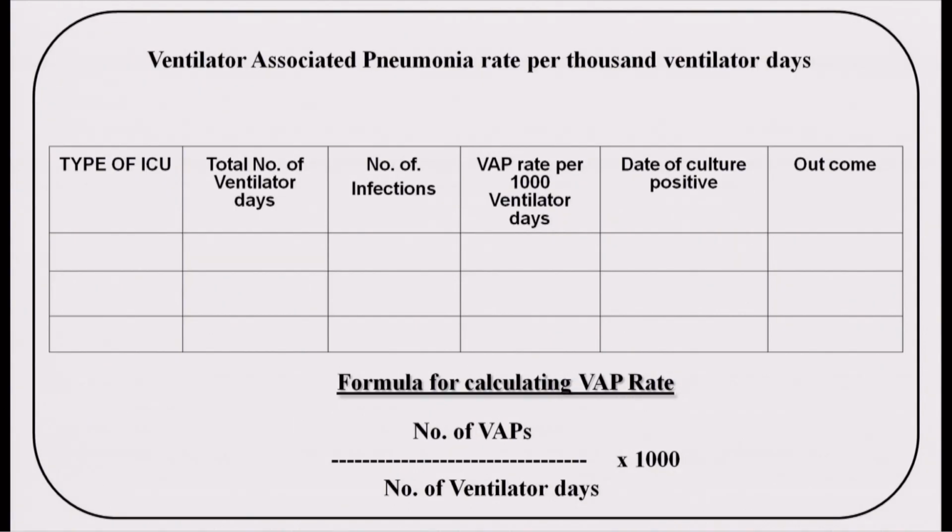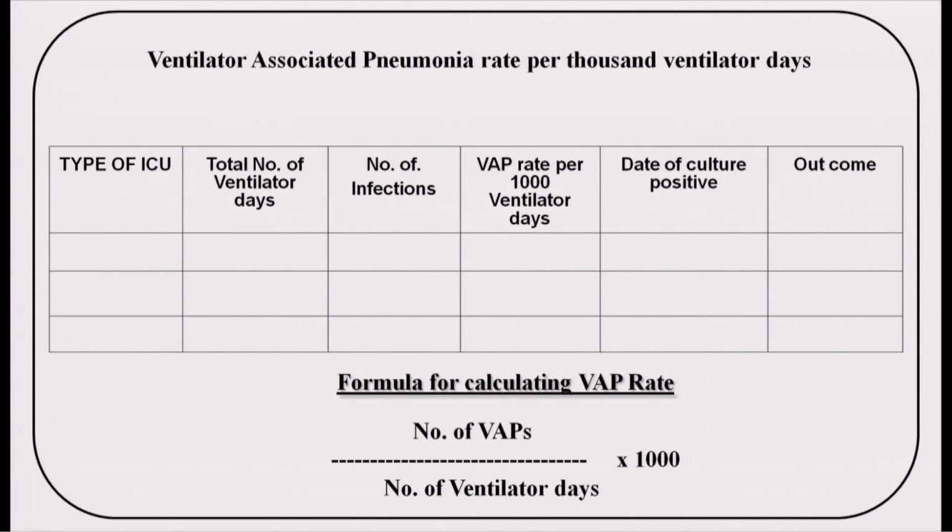So, now we will go to the discussion on each indicator, taking ventilators, CAUTIs and central line. First, coming to the ventilator associated pneumonia rate, how it is going to be calculated. Again, the formula is very simple: number of ventilator associated pneumonia cases in the hospital divided by number of ventilator days into 1000. This will give you the VAP rate of your hospital.